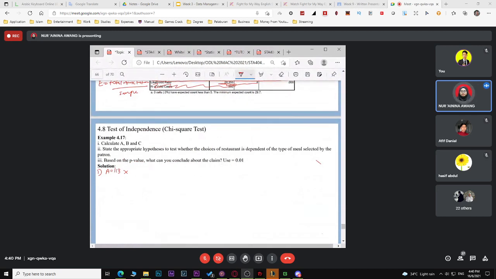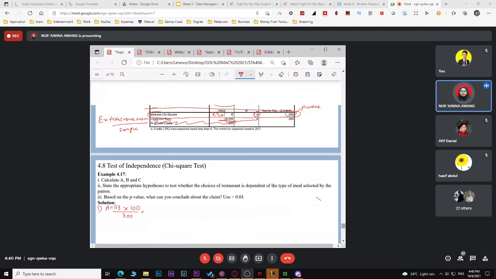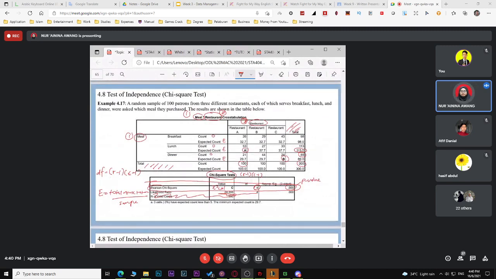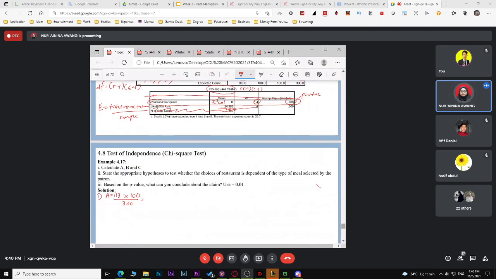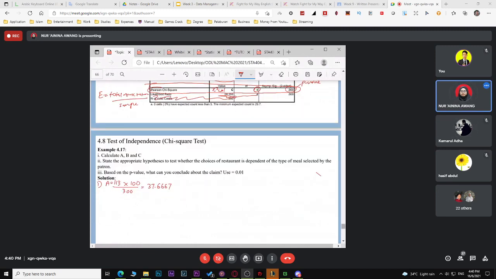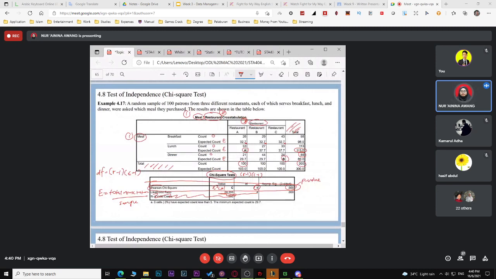Okay, 113 times 100 and then divide by 300. So in this case, to find the value for your A, you need to refer to the decimal places in the output. Okay. So in this case, if you multiply 113 times 100 over 300, what value do you get? 37.6667. But if you use this value and add up 37.7 plus 37.7, you will not get exactly this value.